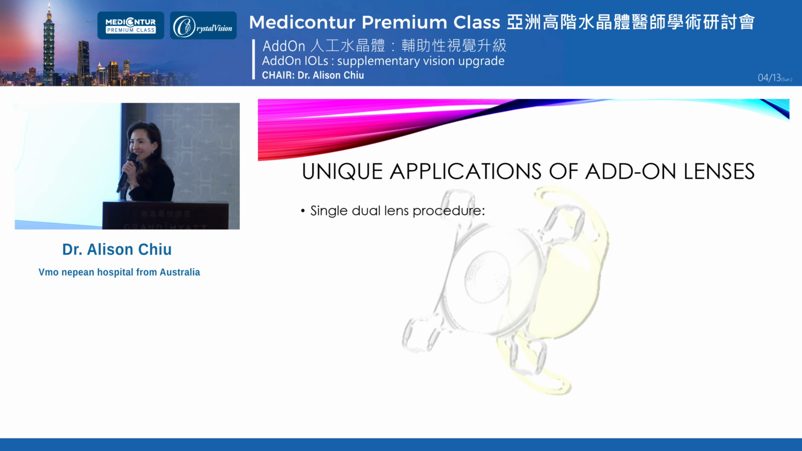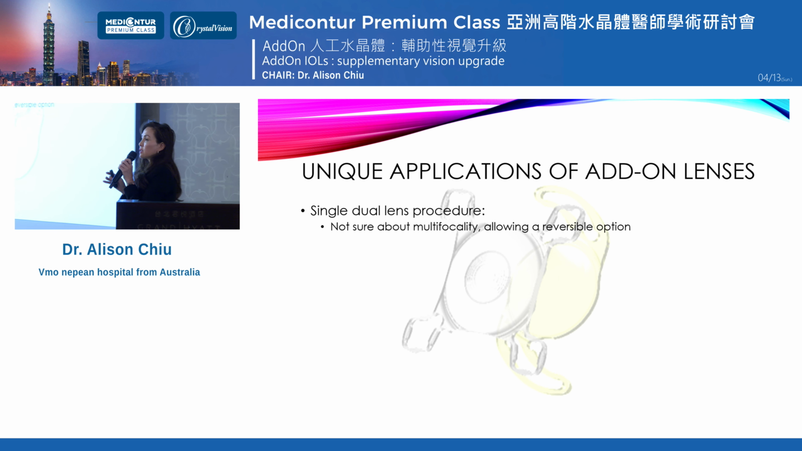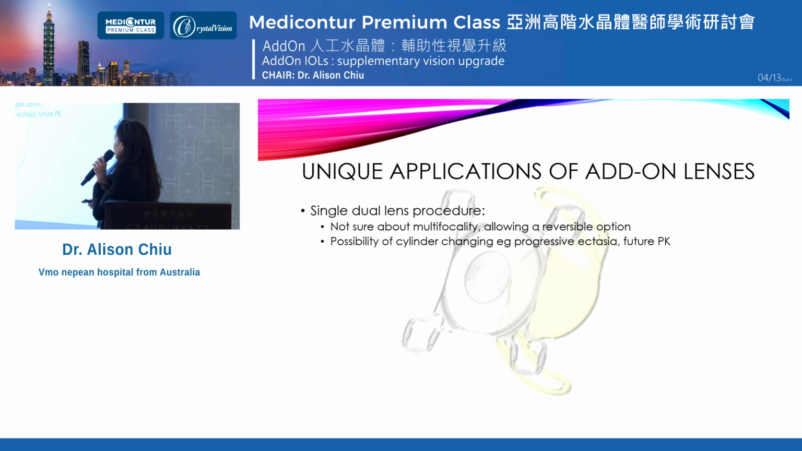So just to summarise, there are some more standard applications of the AddOn IOL and also some novel and unique applications, but it's great to have it in your toolkit. So we can use it as a single dual lens procedure, the 2 lenses in one day, and that's mainly about the reversibility to the multifocality. It may also be, if there's a possibility of the script or especially the astigmatism changing down the track, so with progressive ectasia, or if the patient may need a future PK, so those abnormal corneas.